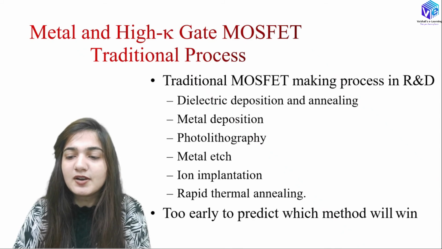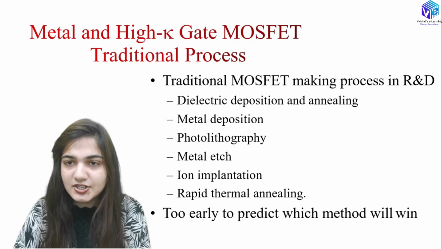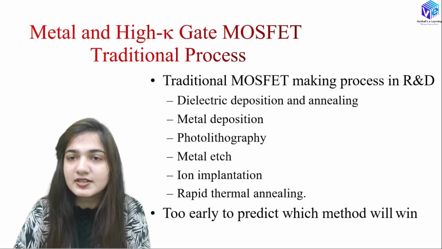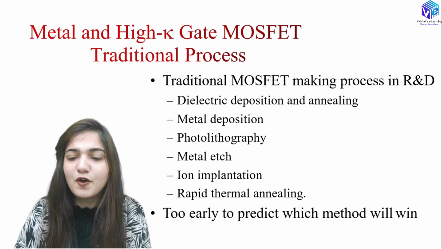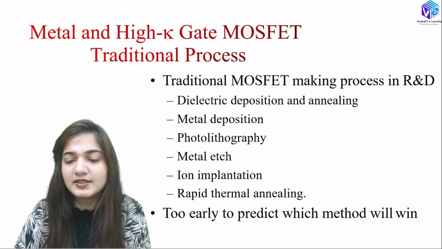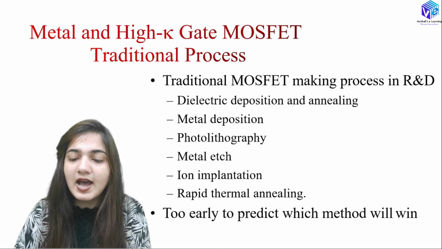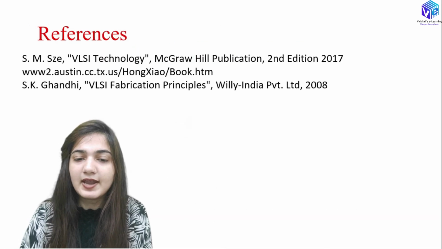So now the traditional MOSFET making process is in the R&D now. We are searching about the various things related to this process and how we can improve this process. First of all, we are going to do the dielectric deposition and the annealing, then we are going to do the metal deposition, then photolithography, then the metal etching, then the ion implantation, and then the rapid thermal annealing at last. But it is too early to predict which method will be winning at the end.